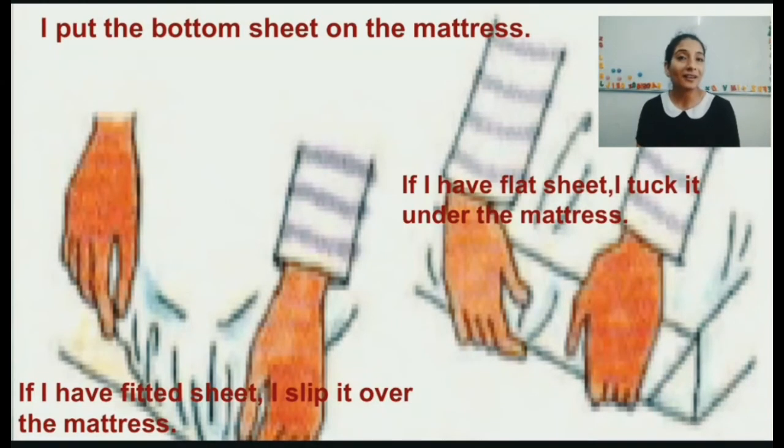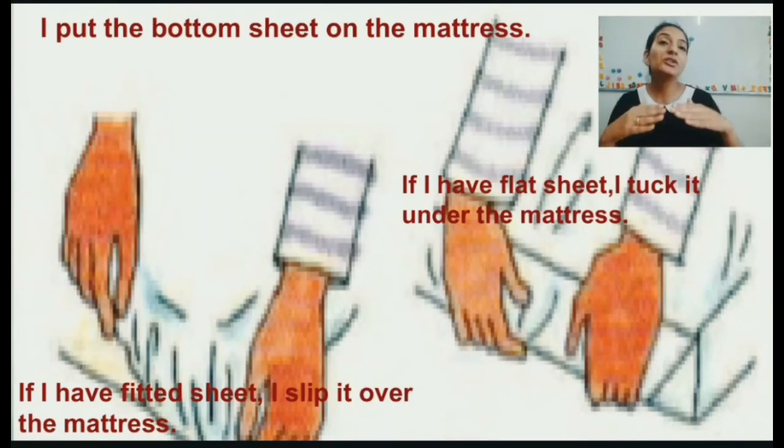First of all, I put the bottom sheet on the mattress. There are two types of bottom sheet. It could be a fitted sheet or it could be a flat sheet. So if you have a flat sheet, you need to tuck it under the mattress, and if you have a fitted sheet, you need to slip it over the mattress, right?